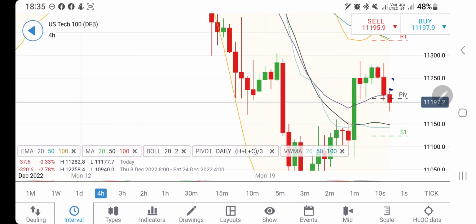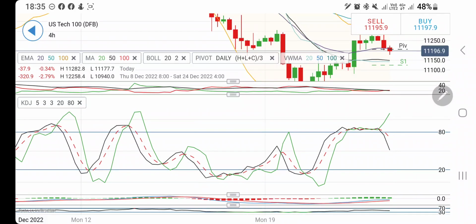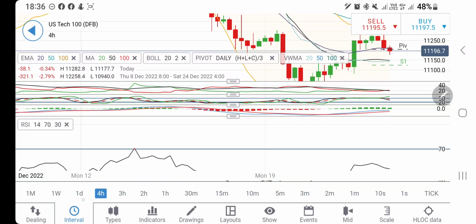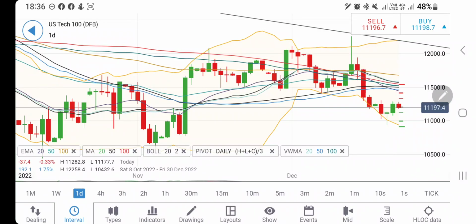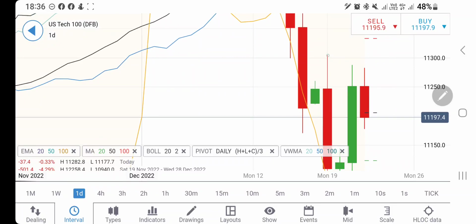However, you can consider it for a reversal trading above 11,250 levels. Similar observation, nothing different. Stochastic was overbought, now looking downwards. The MACD is bullish, trying to converge. The RSI is also looking downwards, indicating a little bearishness. Now look at the daily charts. See, on the daily charts, important observation.